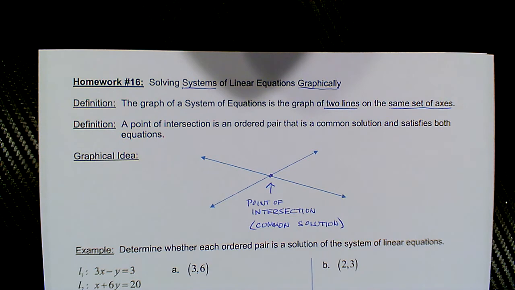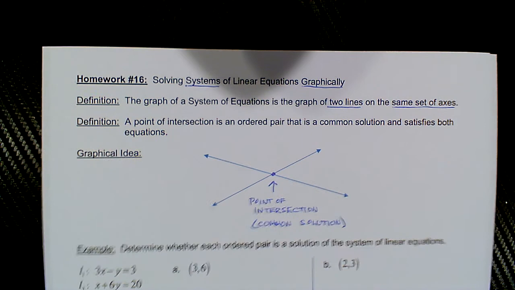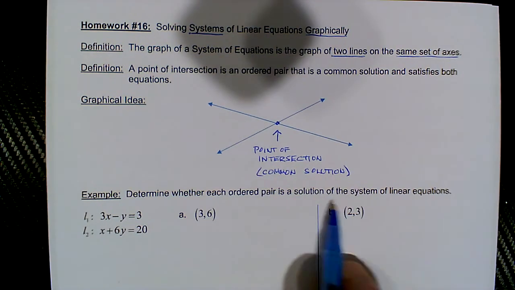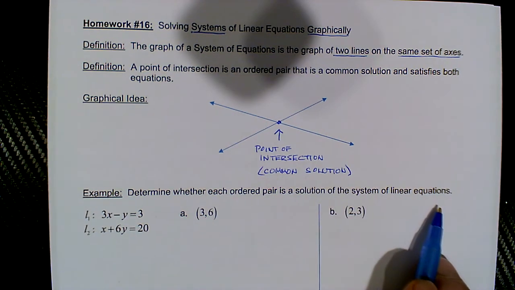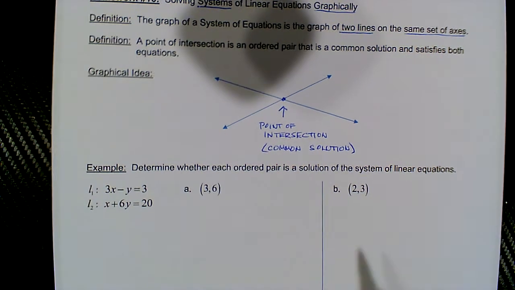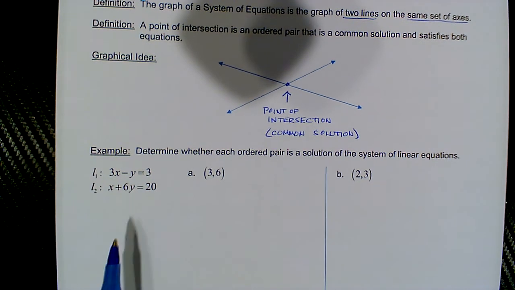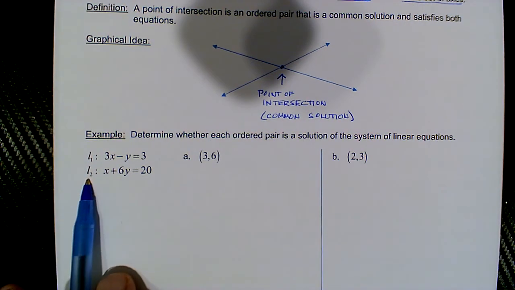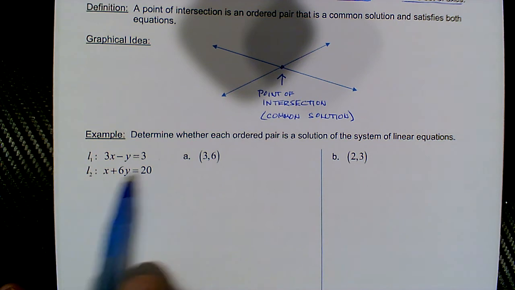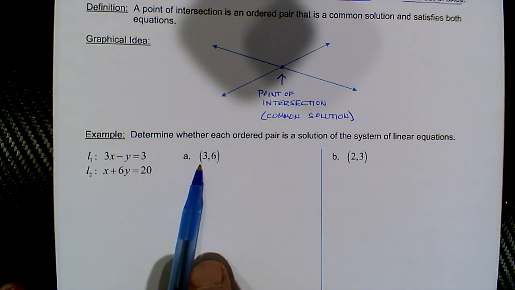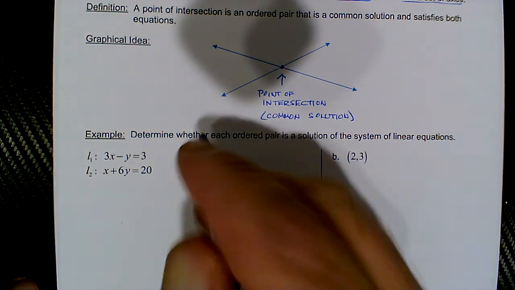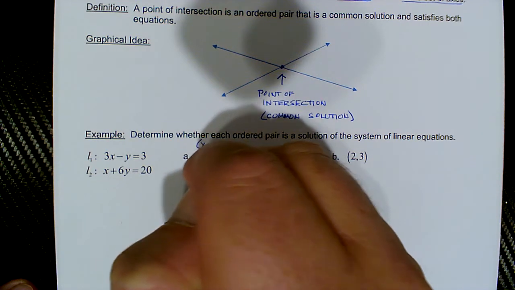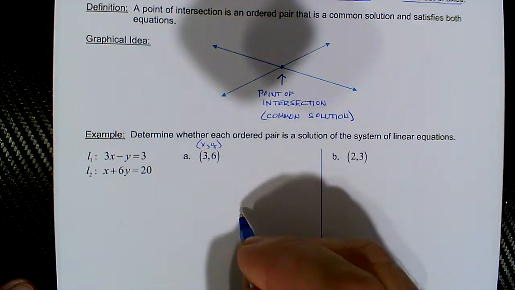So initially, in the first few exercises, we're just going to be asked to determine if an ordered pair is a solution to the system. And if it is, it has to satisfy both lines. So I've distinguished between the two lines here. I call them L1 and L2. And here's the first point we want to test. And remember, this is an ordered pair of x and y values.